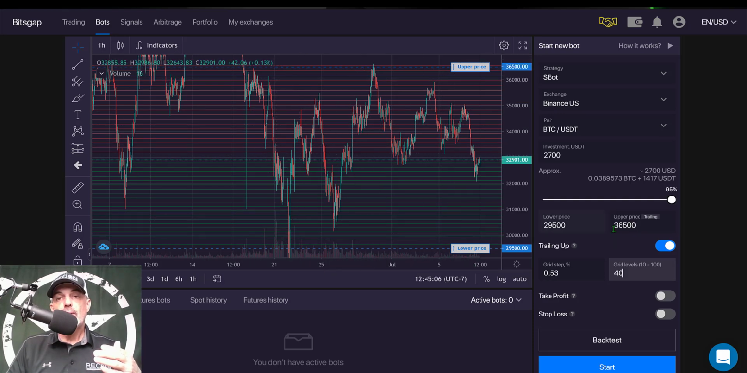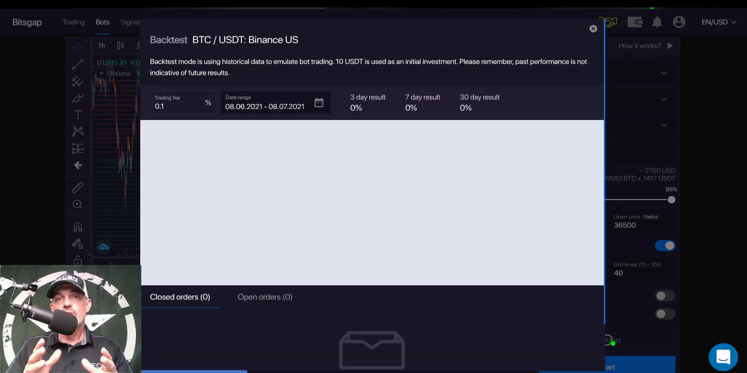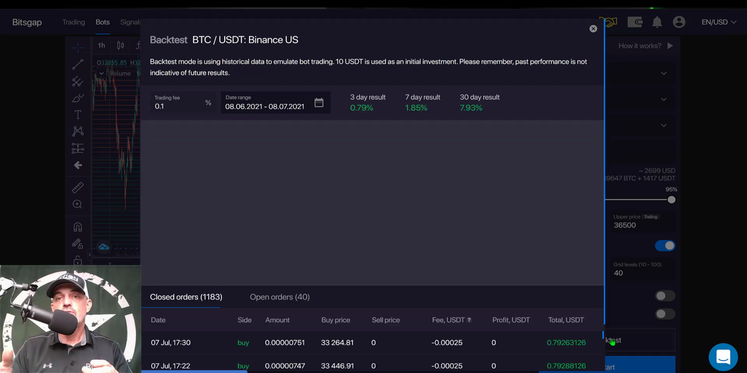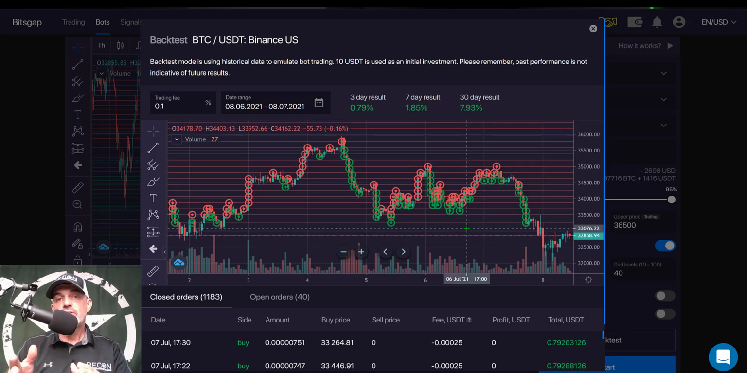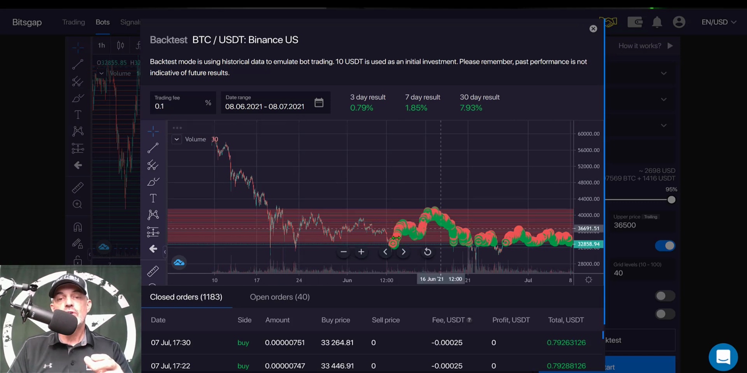And so now with my upper and lower limit and my grid spacing and grid level set, I could come over here to the backtest button and give that a click. Now I want to stress that backtest results do not guarantee future results. In addition, these backtest results can be skewed quite a bit, especially with the grid bot, due to the fact that the price action is constantly moving on a grid bot.